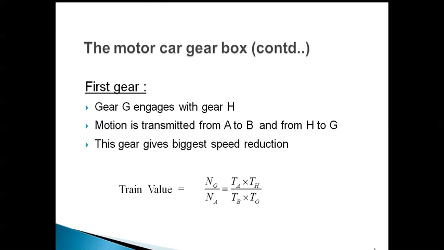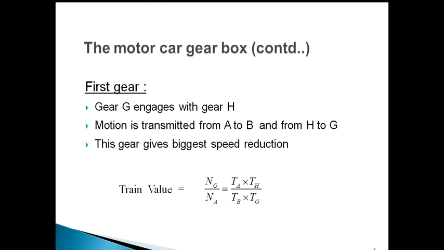The train value NG by NA equal to... here drivers are A and H. So TA into TH by TB into TG, with these as the drivers, is the train value for the first gear.